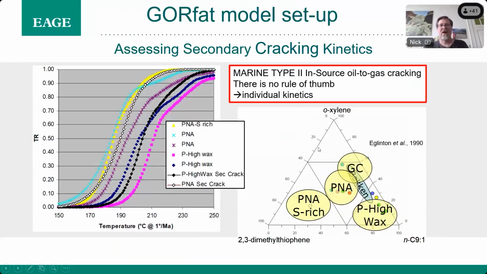Okay, now I would like to come to how we constructed the GORFET model, which was used in those studies. The GORFET model combines the secondary cracking schemes, in-source cracking schemes, into the phase kinetics approach. Assessing secondary cracking is also important to do on an individual basis, because here also there's no rule of thumb. As can be shown here, for example, high wax oils are secondarily cracked at much higher temperatures than PNA oils. And even averaged or default kinetics, shown here for PNA oils in the open diamonds, can induce errors of up to 10 degrees under basin conditions.